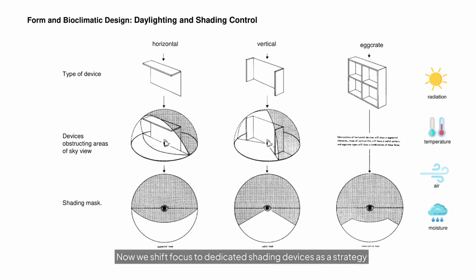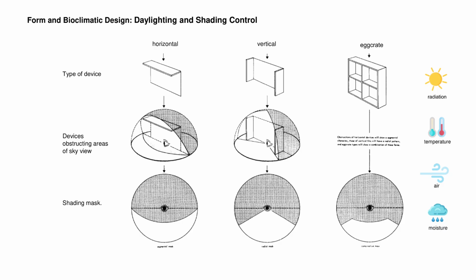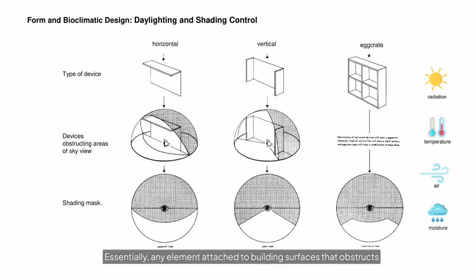Now we shift focus to dedicated shading devices as a strategy for natural cooling and solar regulation. This slide defines what we mean by shading devices and introduces the concept of a shading mask. Essentially, any element attached to building surfaces that obstructs the direct line of sight to the sun can serve as a shading device, such as eaves, overhangs, brise soleil fins, screens, and the like.